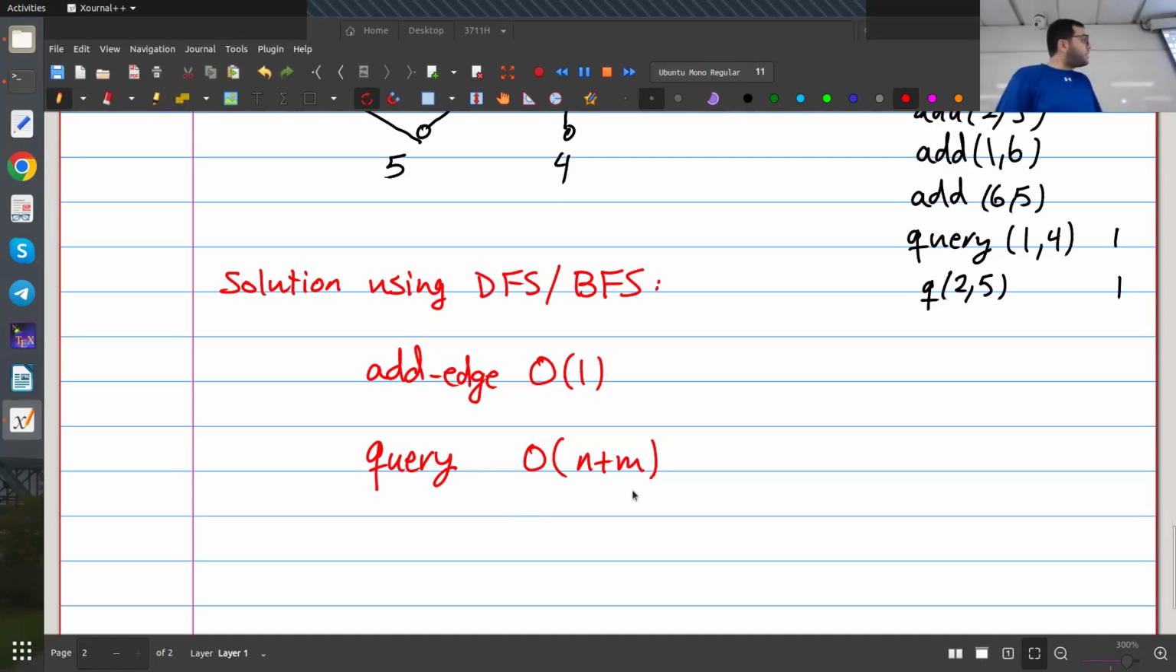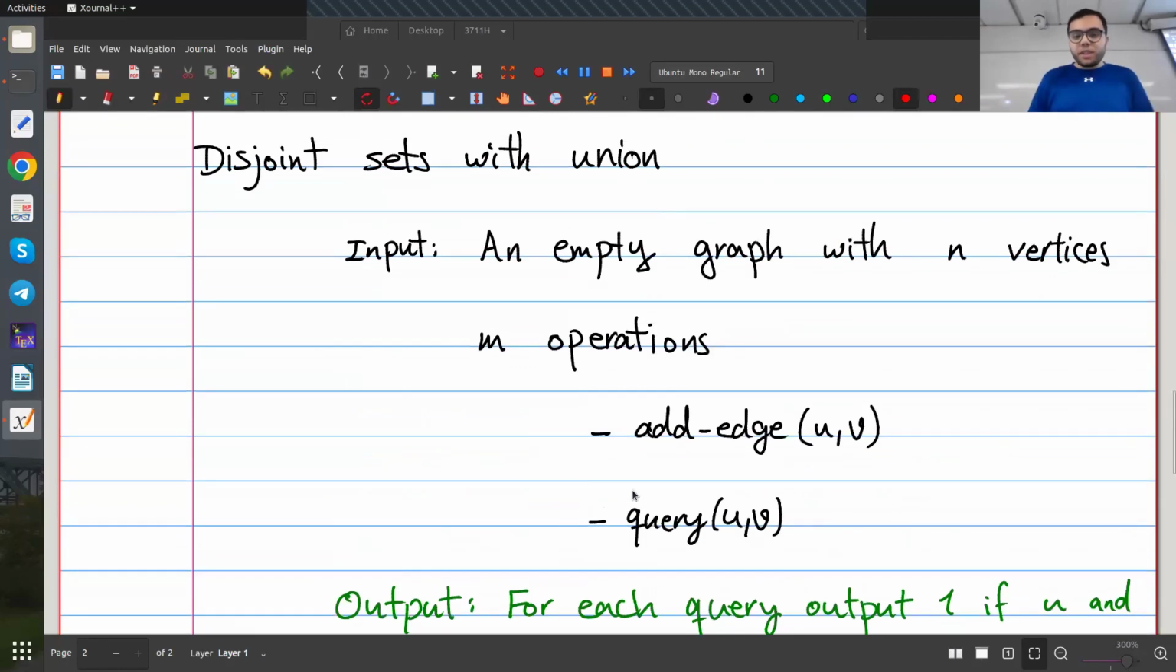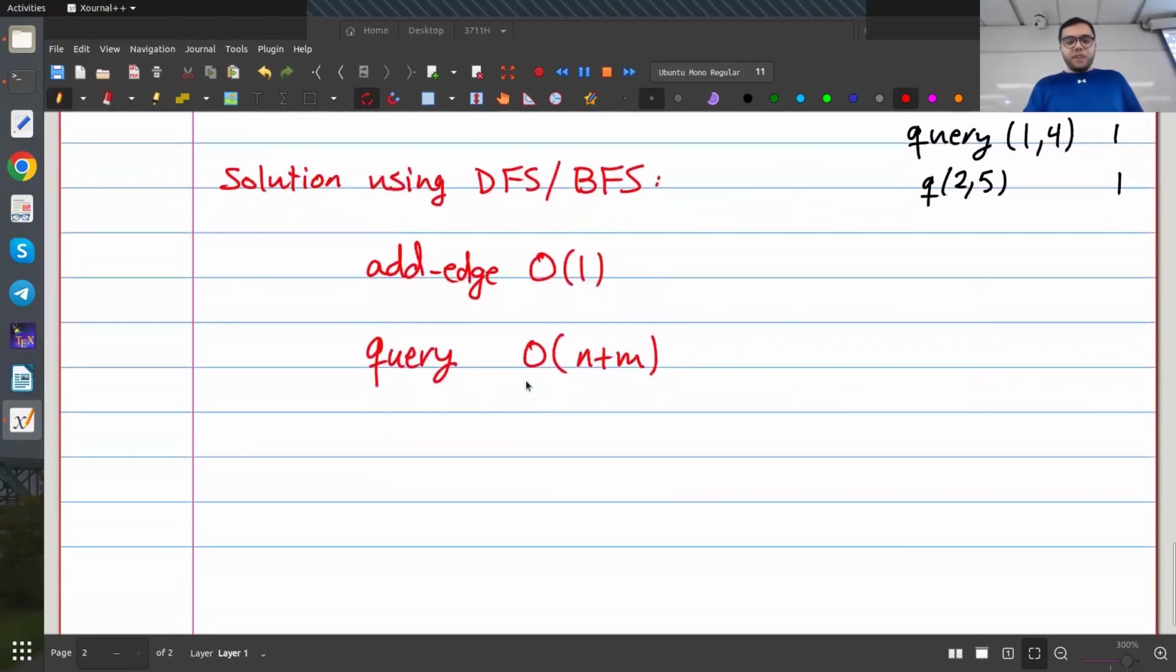Now, of course, this is fine if you want to do just one query, but I want to consider a case where I'm doing tons of operations. So let's say my m is really large. Again, I'm saying I'm doing m operations. I have n vertices. So if every query takes this much time, my total runtime is mn plus m squared. And I'm not happy about that because I have m queries. It's just m times this. Okay. So I want to do it faster.